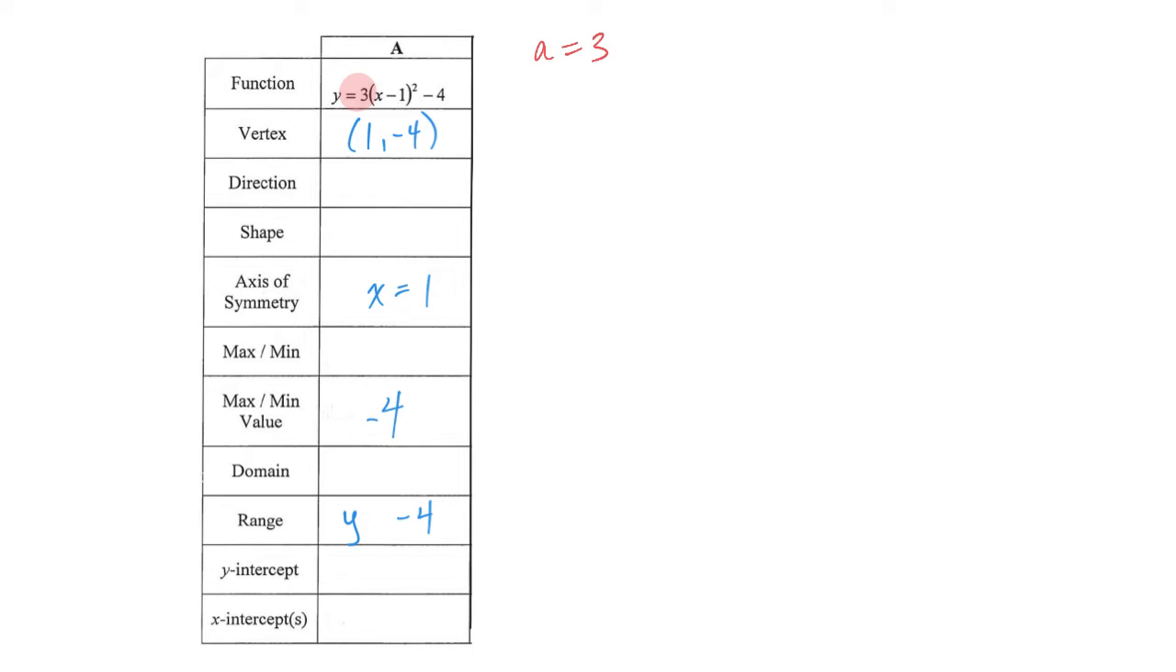Now, what does that a value tell me? So I'm going to put everything in my chart that would relate to that 3. Okay, my a value being 3 definitely gives me my direction. Because it's a positive value, then I know my parabola is opening up. That 3 also gives me some other information with regards to the shape.